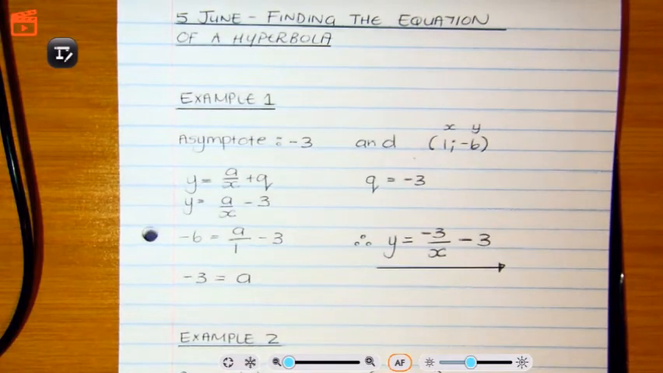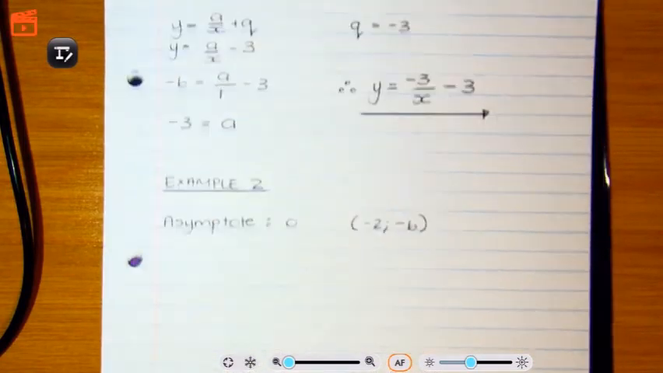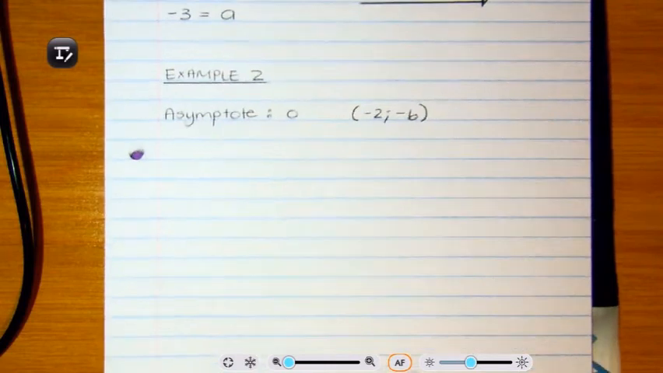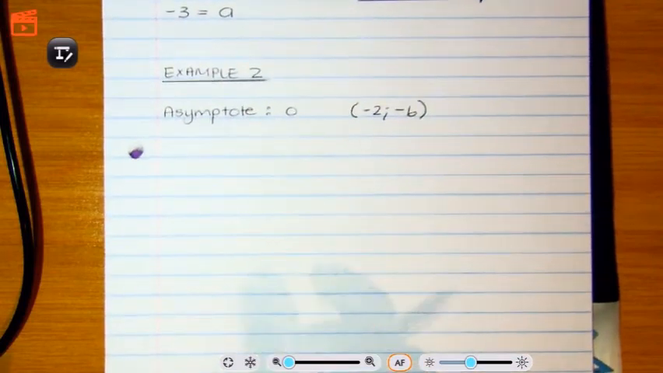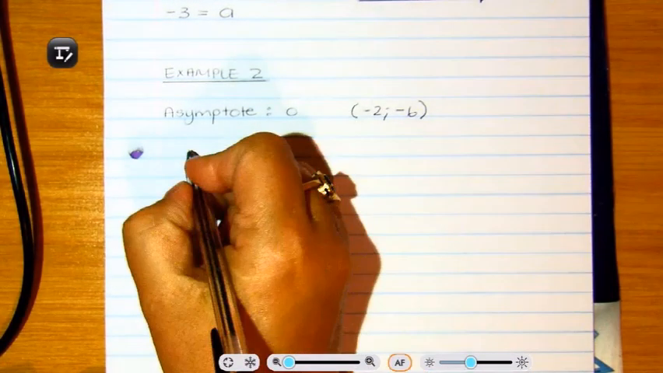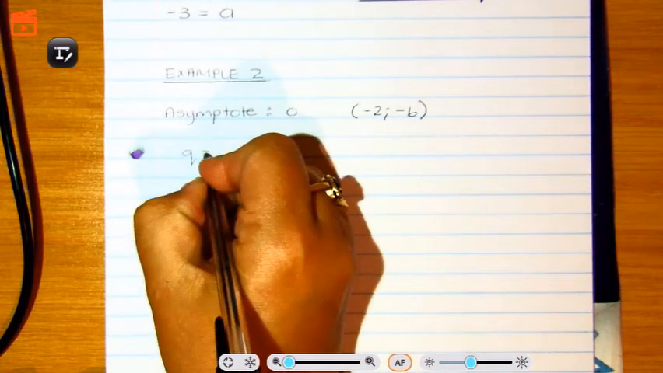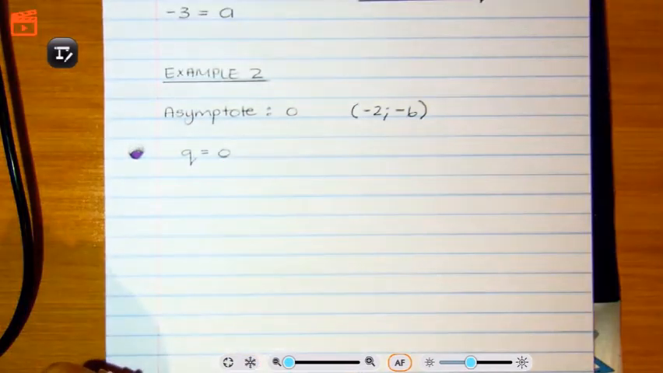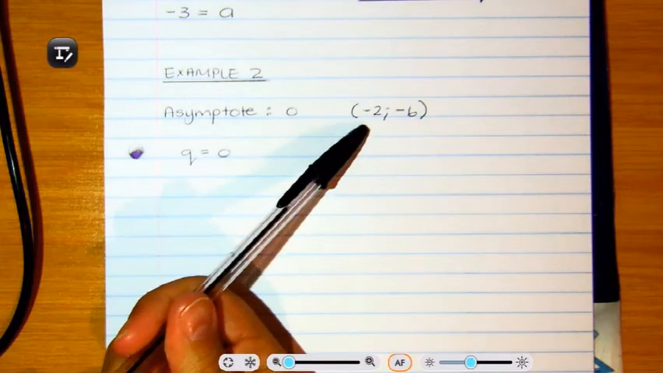Okay, moving on to the second example, and this is question A from your homework. So the first thing from the diagram you should have seen is that the graph did not shift up or down. It was in its original position, which means there has been no vertical shift. So the asymptote was at 0. So remember, the asymptote is our q value, so the q value is 0. And then we've got this point, negative 2 and negative 6.